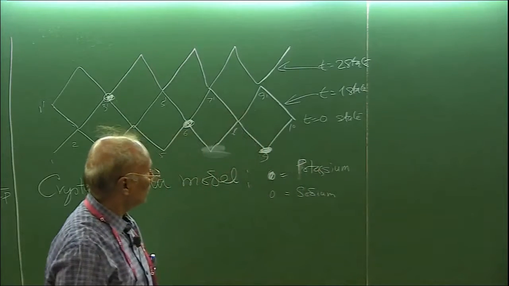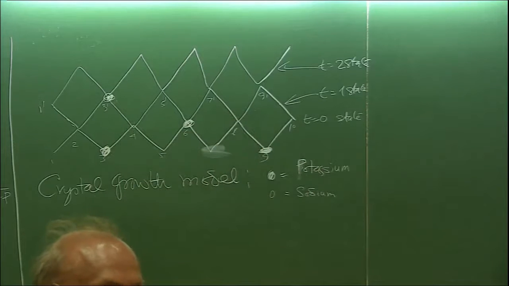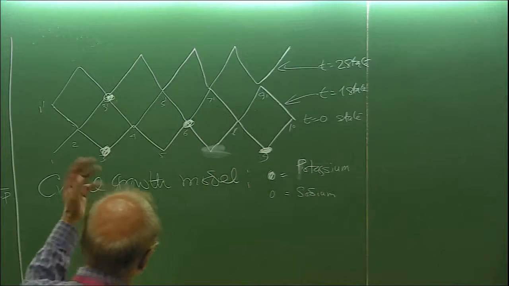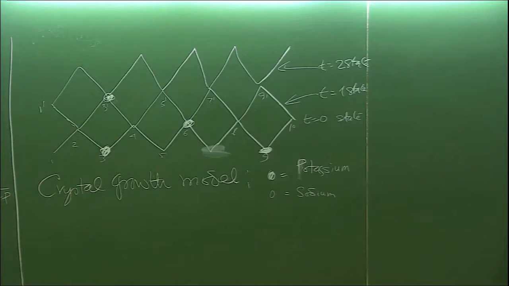Okay, and we say that two potassium ions are big and you cannot put two adjacent potassium ions on top of each other. So this becomes the crystal growth model. Yes, sir. Sir, also you write this Hamiltonian.